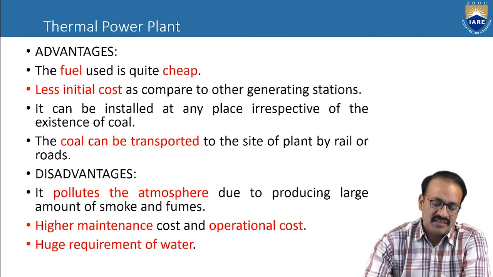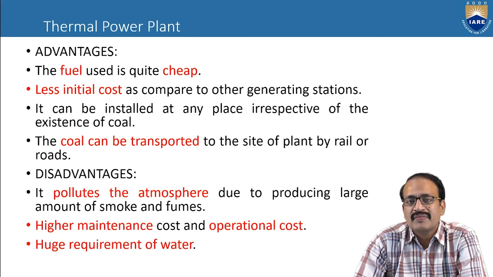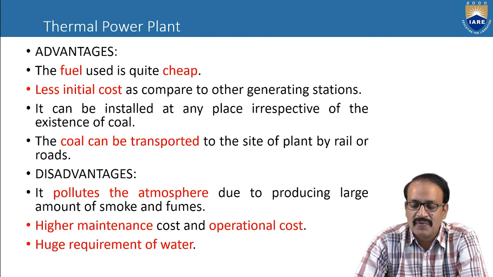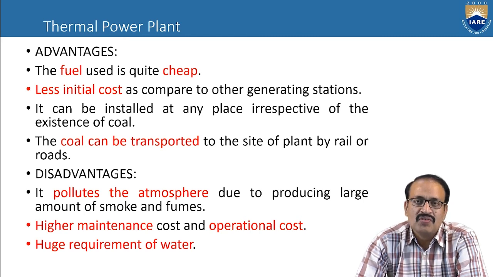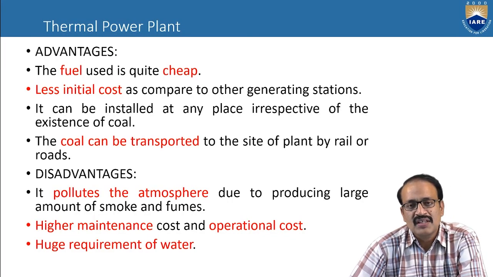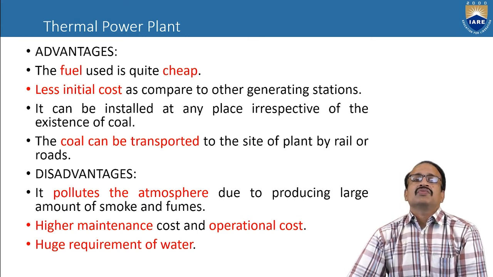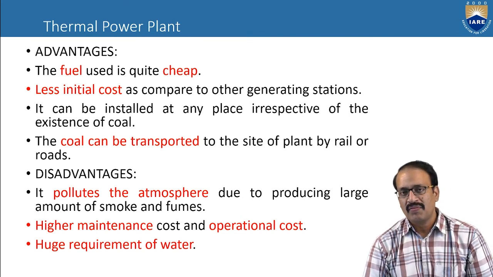When we come to the disadvantages, the first disadvantage is more pollution. The thermal power plant produces more pollution, it has a higher maintenance and operational cost, and also a huge amount of water is required for the operation of the thermal power plant. This is about the different components of the thermal power plant.